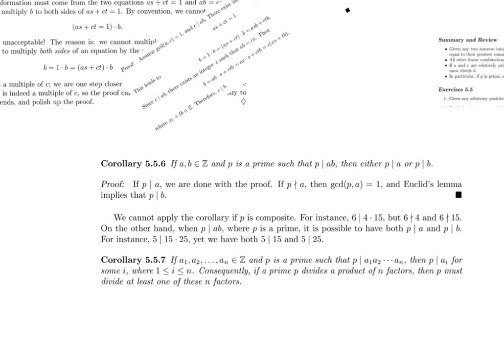Building on that, we can kind of generalize this idea. If we have n integers, and p is a prime that divides the product of all of them, that means p must divide one of those factors, one of those integers.